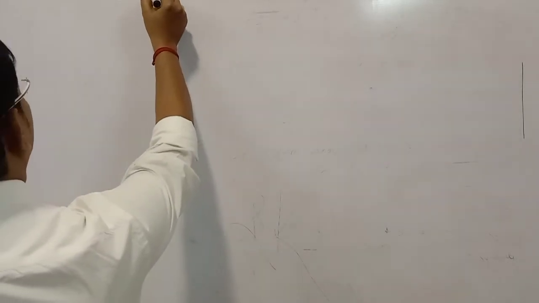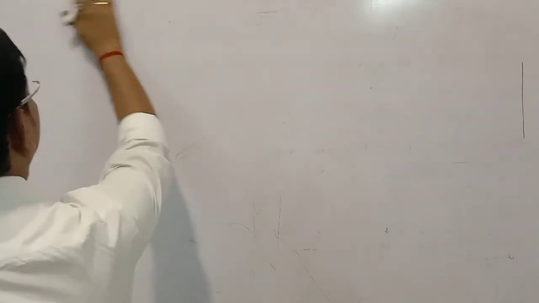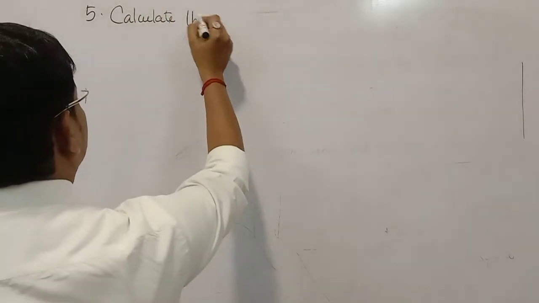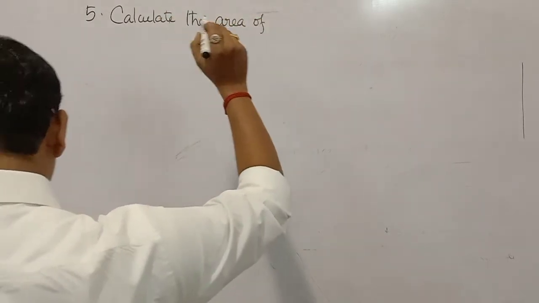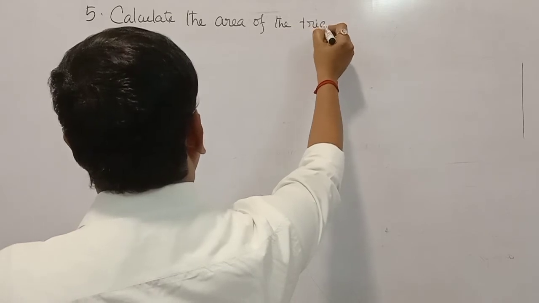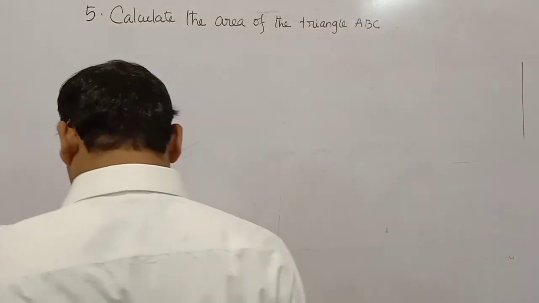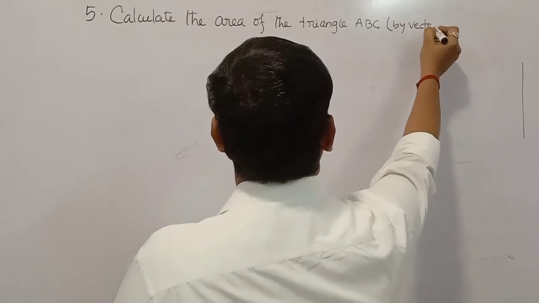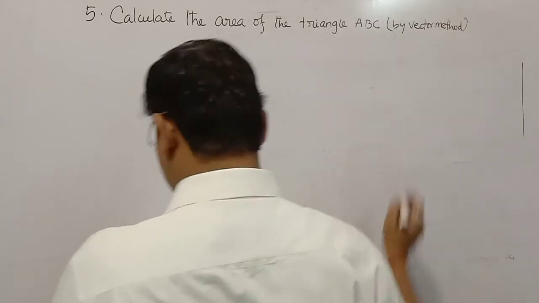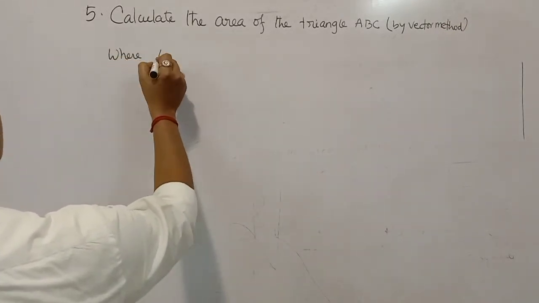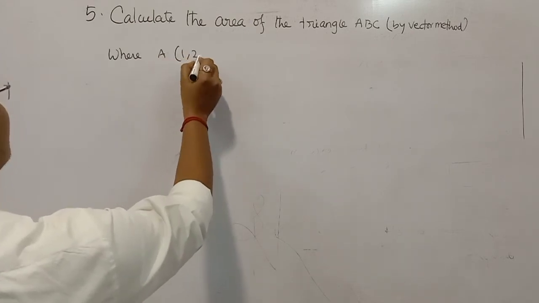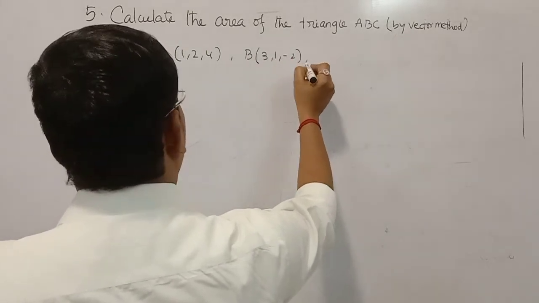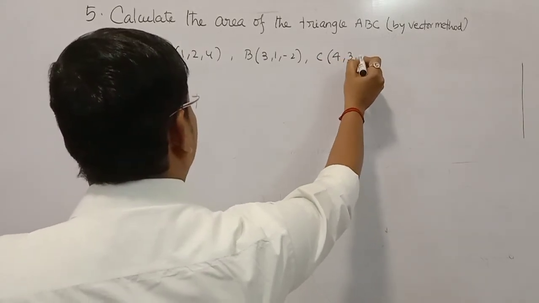Calculate the area of the triangle ABC, where it is compulsory to use the vector method, where A of 1, 2, 4, B of 3, 1, minus 2, and C of 4, 3, 1. Okay.